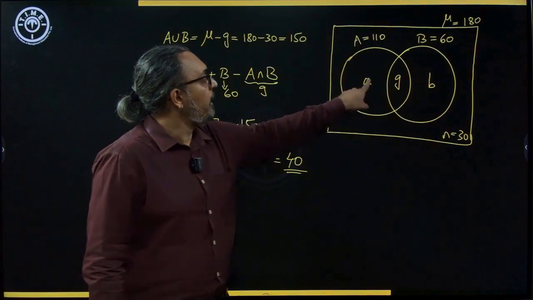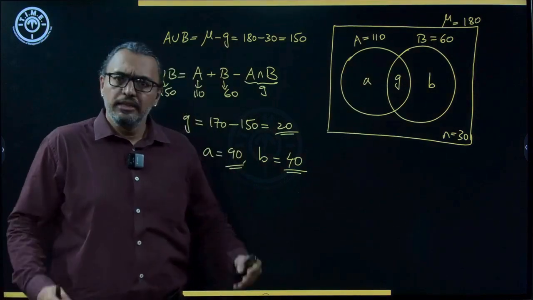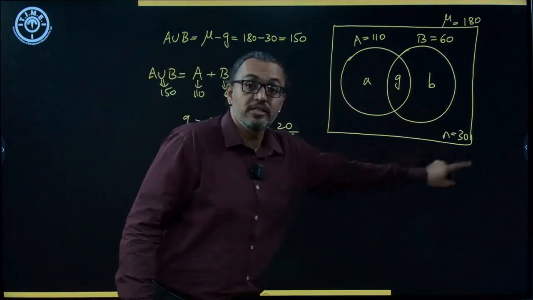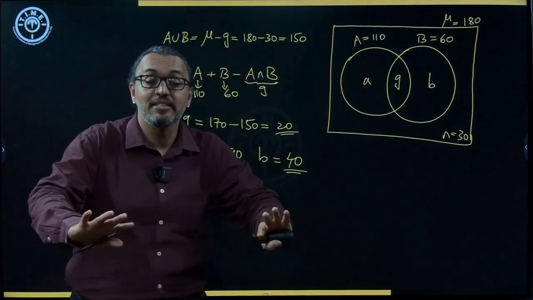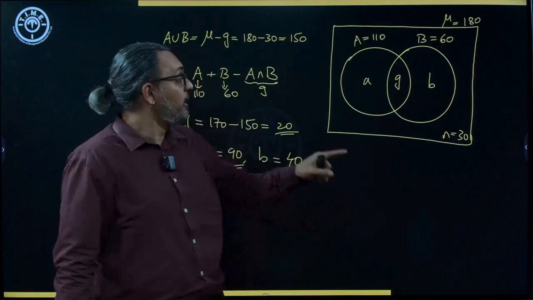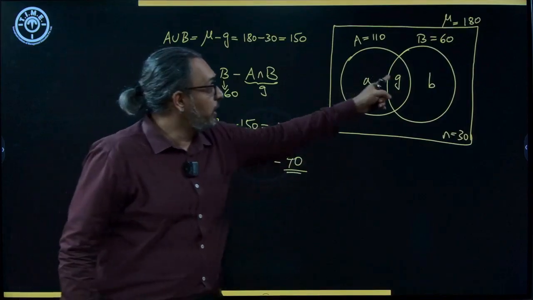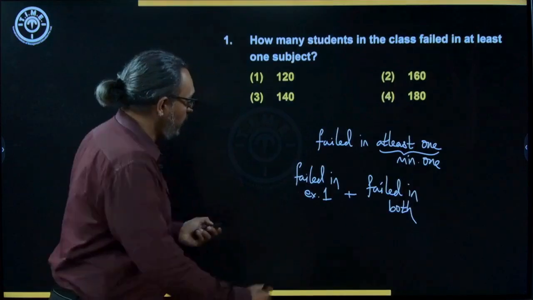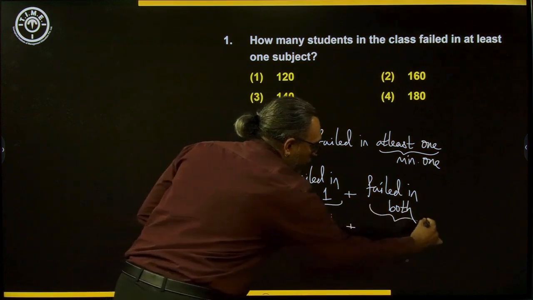See, small a and small b are the students who have passed in exactly 1. Then they should have failed in exactly 1, because passing in both is G, failing in both is N. So a and b represent people who have passed in exactly 1. At the same time, they represent failing in exactly 1 also. Because a represents passing in only chemistry, means failing in only math. b represents passing in only math, means failing in only chemistry. So this is nothing but a plus b, and both is nothing but n.